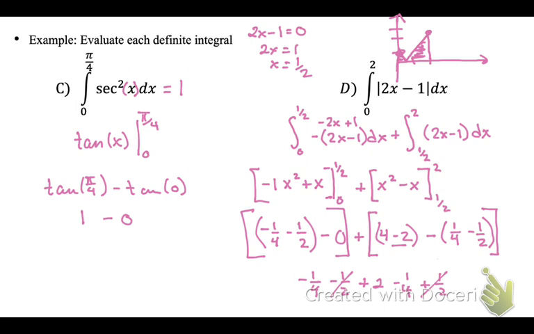So 2 would be 4 over 2. So 4 over 2 minus 1/2, sorry, not divided by, which gives me 3/2. They have 5/2. They're wrong. Let's move on.